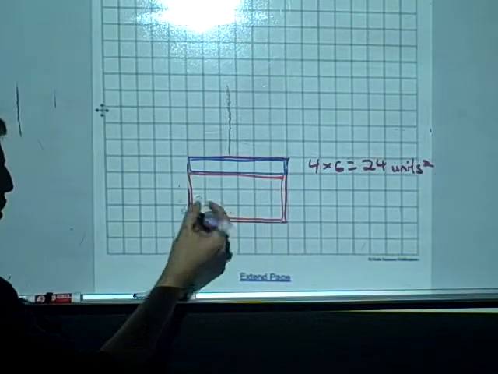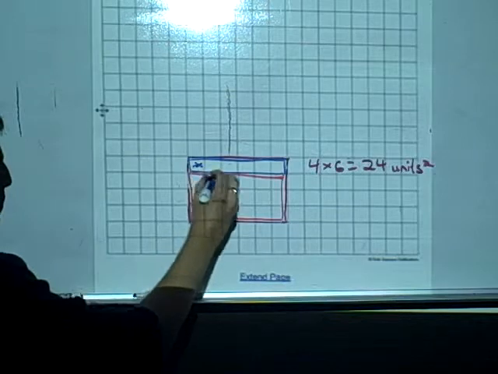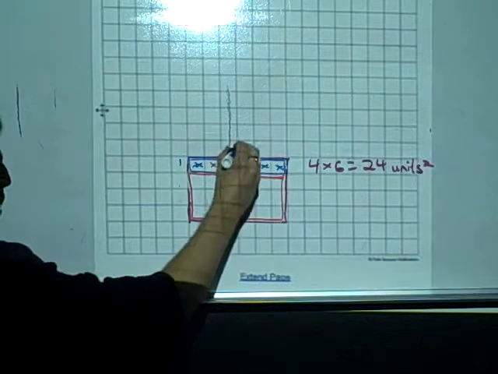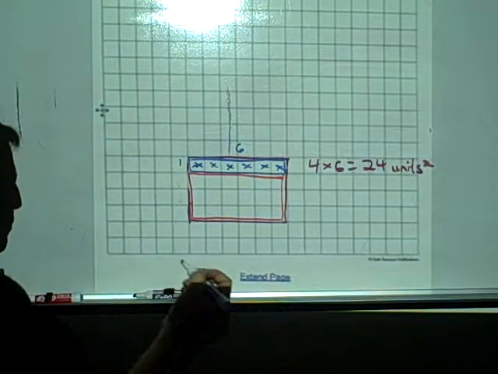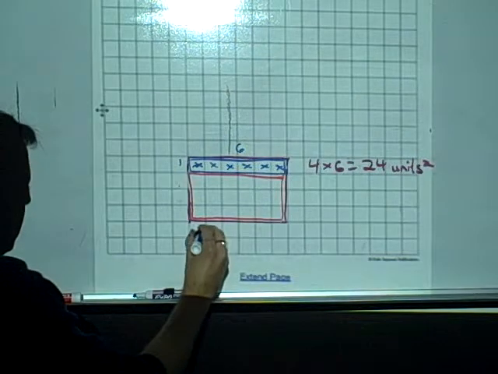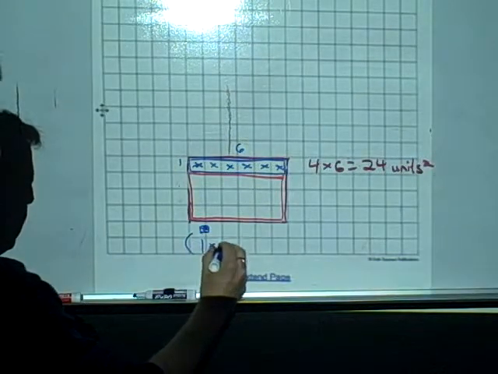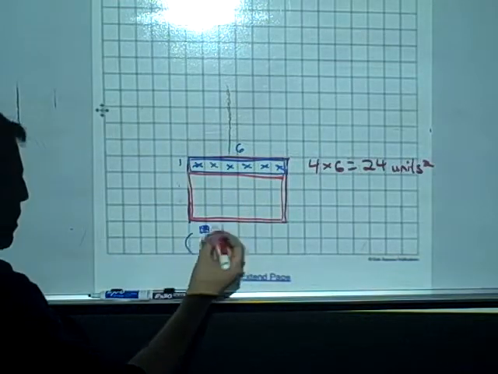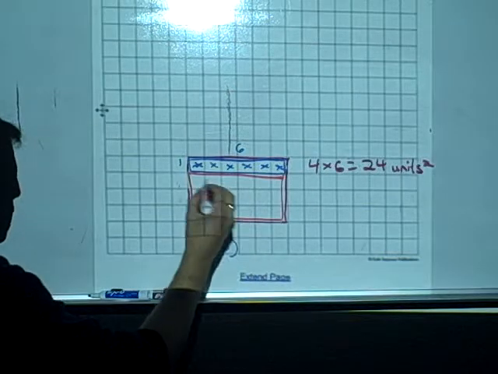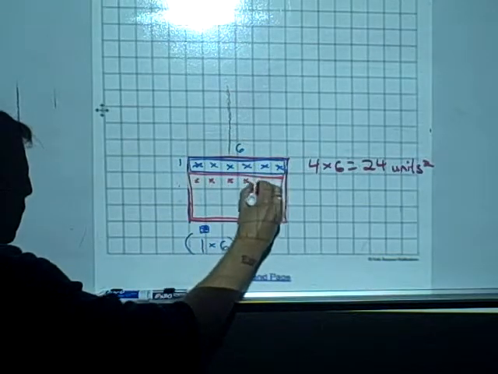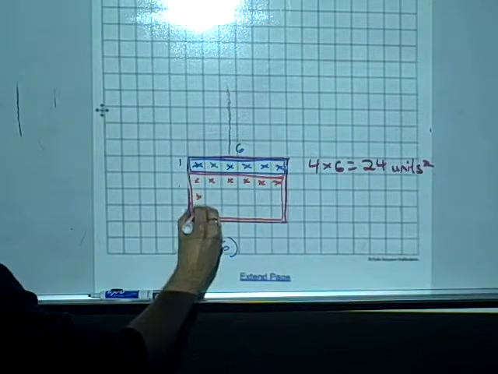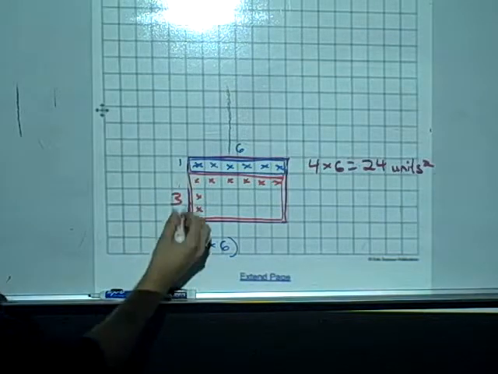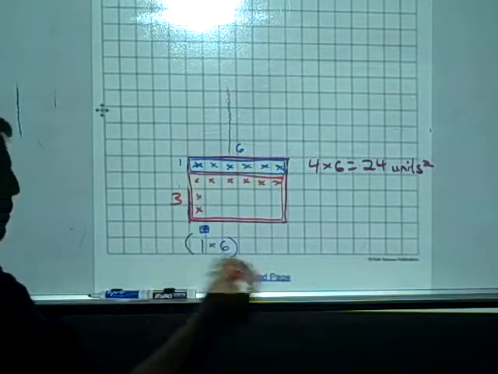The dimensions of the blue rectangle, it looks like there's only 1 row here. And how many in this row? It's a 1 by 6. I'll put that right here in this set of parentheses, 1 times 6, and that's my blue rectangle. Now let's figure out the dimensions of the red rectangle. I still have 6 in each row, but this red rectangle has 1, 2, 3 rows. So this is going to be a 3 by 6.